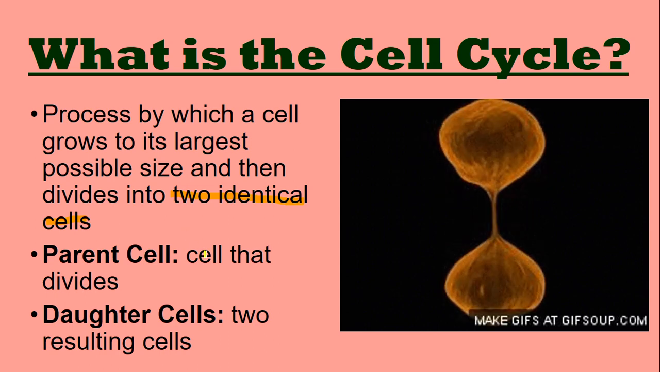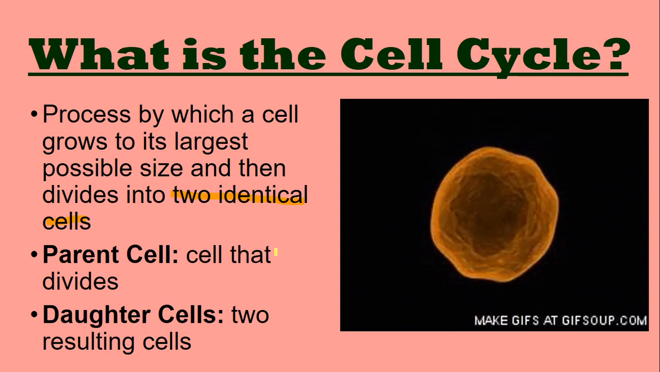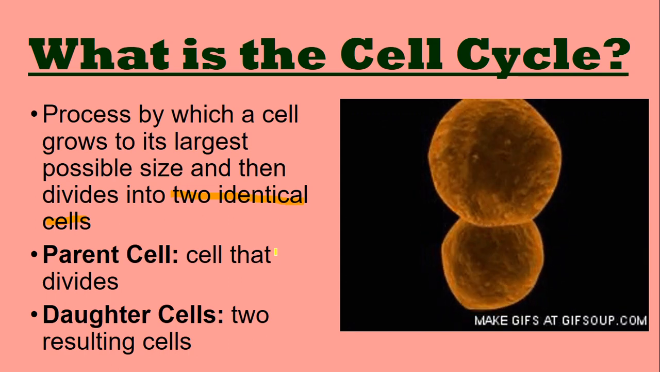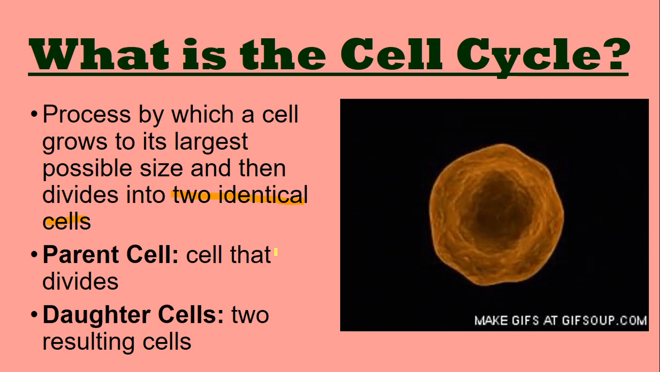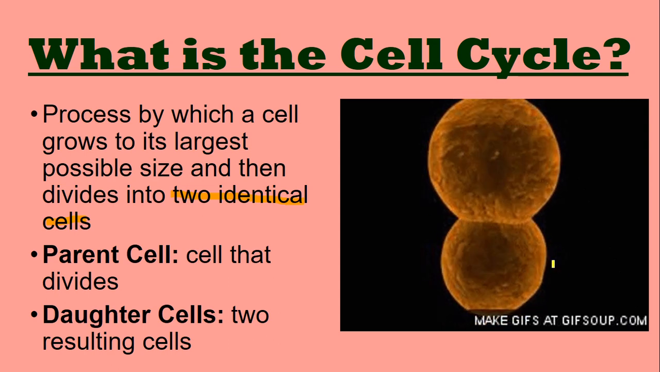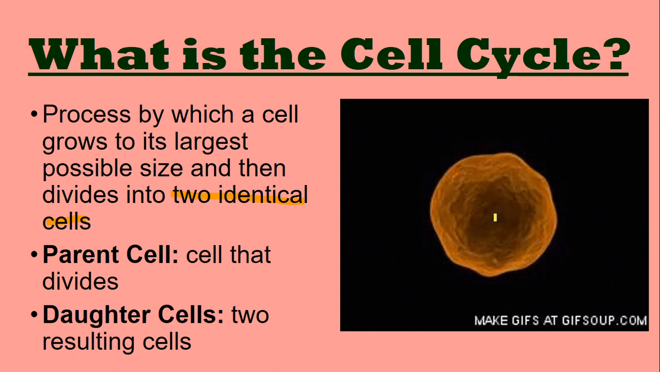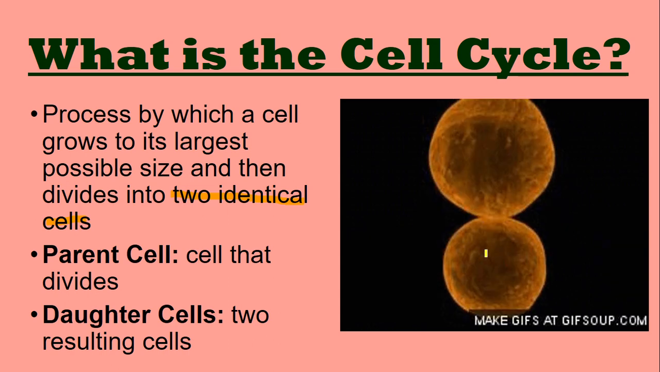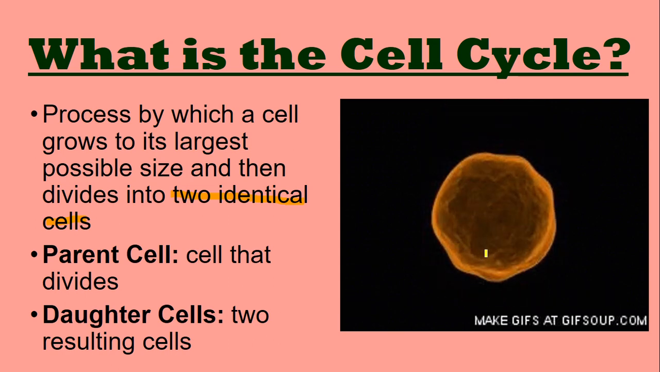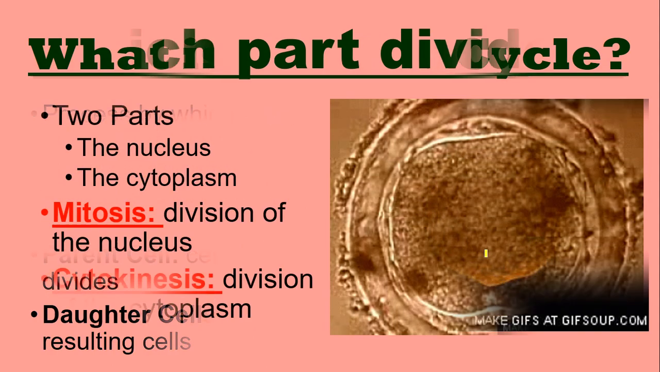When we talk about the cell cycle, we're going to talk about two terms: the parent cell and the daughter cells. The parent cell is the cell that divides. It's the one in the beginning. The daughter cells are the two cells that result from the division. You can see that happen in this GIF. You have one cell, and you get two cells. It's very generalized in the GIF. We're going to talk more about it in detail as we go further into cell division.